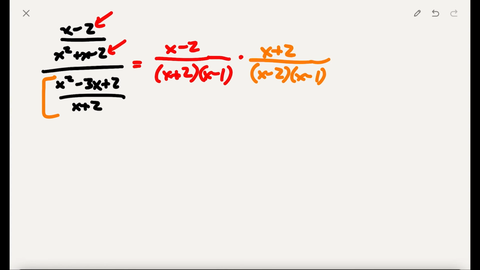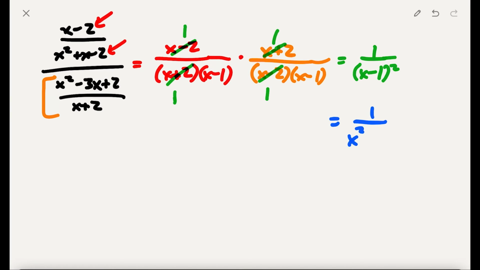Okay, divide out all the common factors. And you should end up with 1 over x minus 1 quantity squared. And if you expand that denominator, you can get 1 over x squared minus 2x plus 1 for your final answer. All right, the next one is going to be a little tricky because there's more than one variable this time, but it's nothing we can't handle.